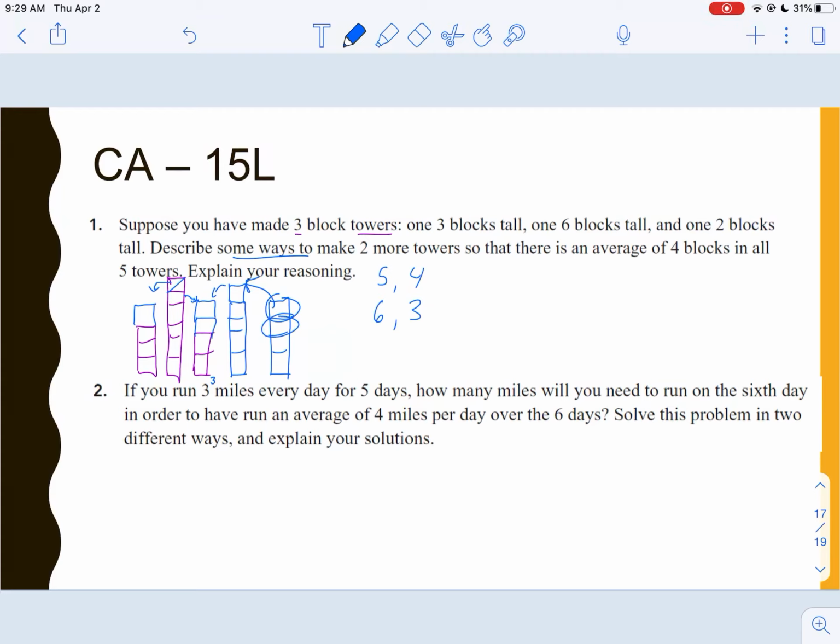That would give me another way of doing it. And I can just repeat this idea. Move that one up as well. Then I would have a tower of 7 and a tower of 2. Again, 8 and 1, or 9 and 0. Can you have a tower 0 tall? I don't know. But you'll notice all these numbers sum to 9. So I could also do a tower of 4 and 5, although you could say that's the same as this one. So there are several ways to make 2 more towers so that we have an average of 4.